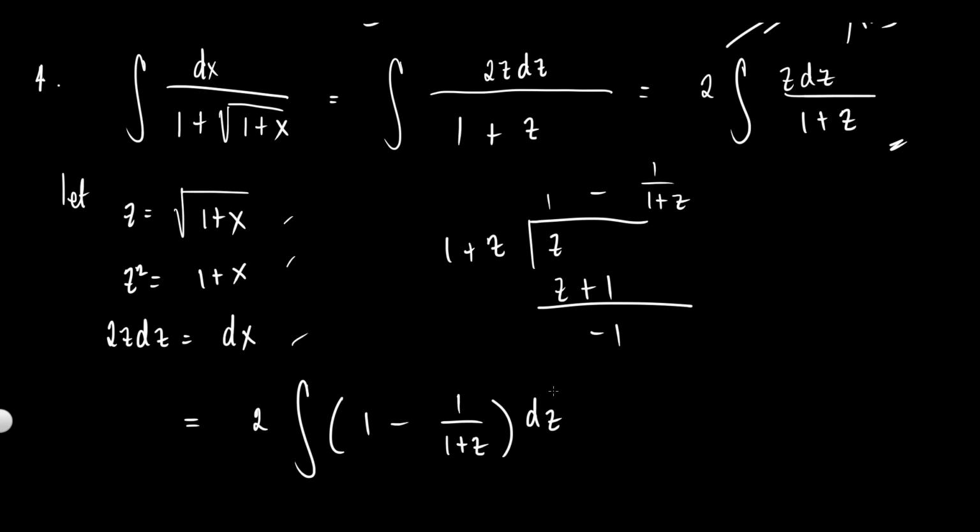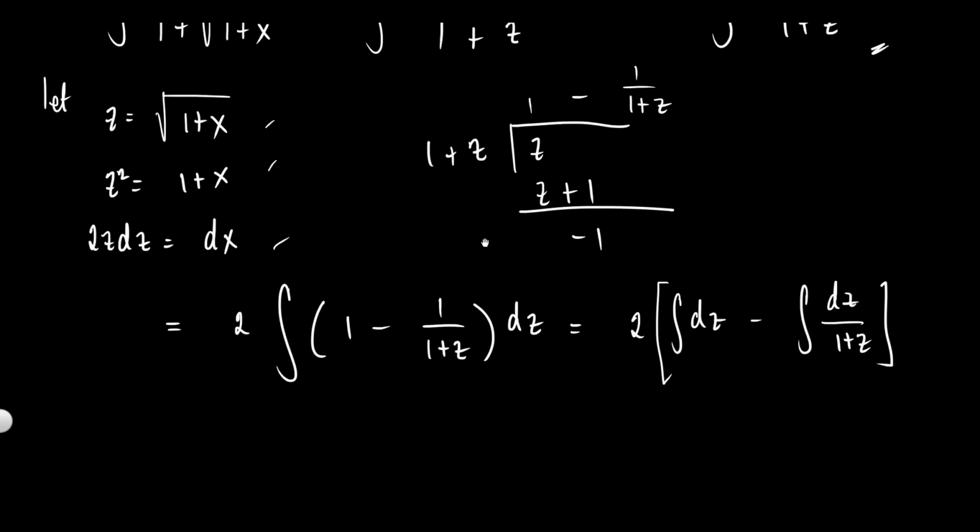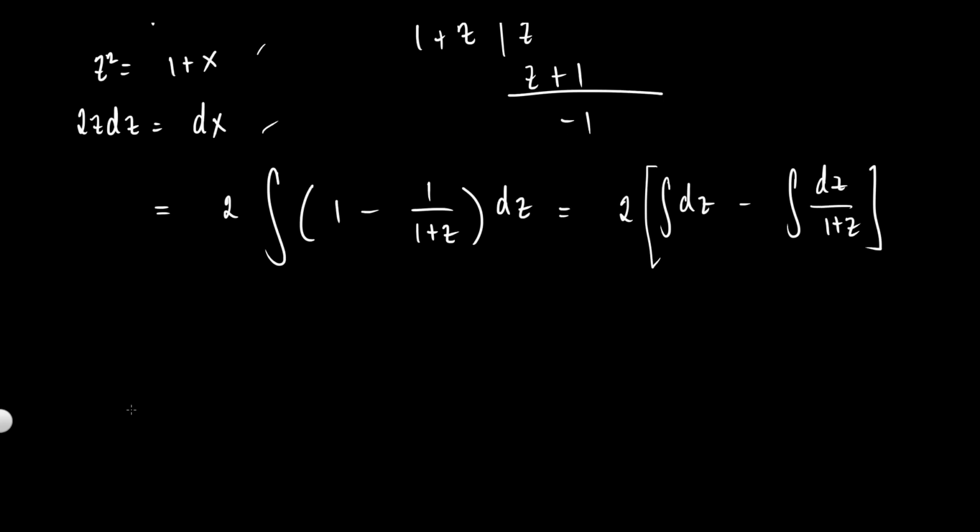Or, this is equal to 2 times the integral of dz minus the integral of dz over 1 plus z. Okay? Next. How about this? Integral of dz is z times 2, 2z minus. And this one, what is this? Integral of dz over 1 plus z.